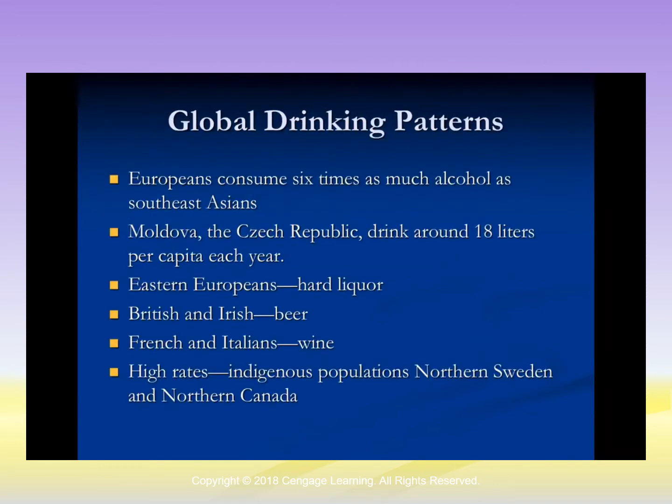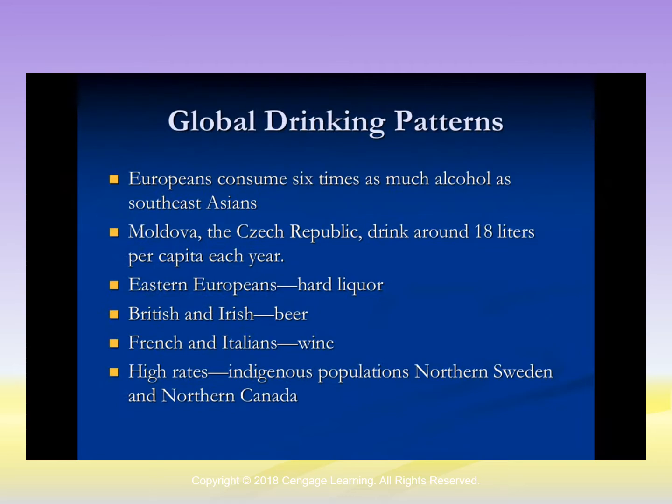Okay. So expanding from chapter 2, global drinking patterns, Europeans consume 6 times as much alcohol as Southeast Asians. There's a biological reason for that. People of Asian heritage cannot tolerate alcohol physically as much, and it can cause flushing and heart palpitations, and people can get quite ill if they drink and they are Asian. So you'll see Asians drinking different types of alcohol and in much more moderation in general.